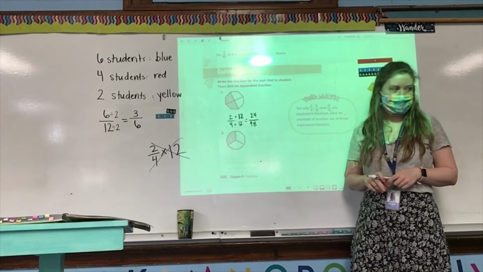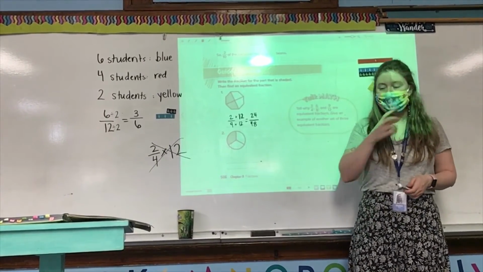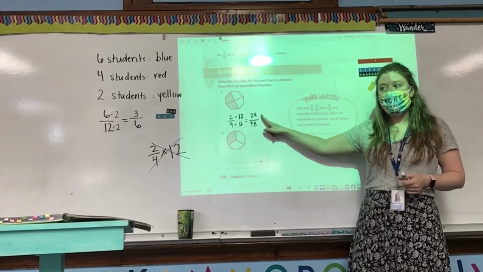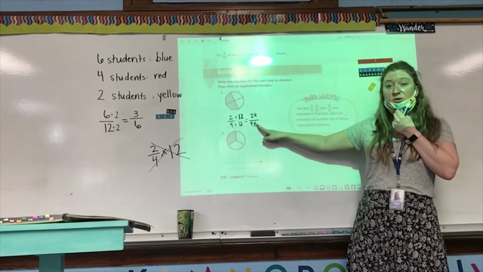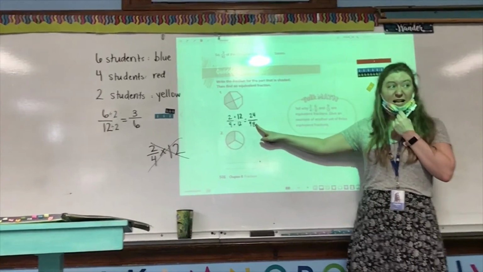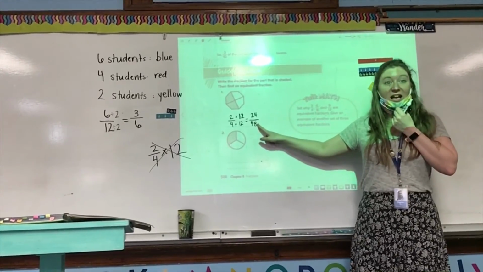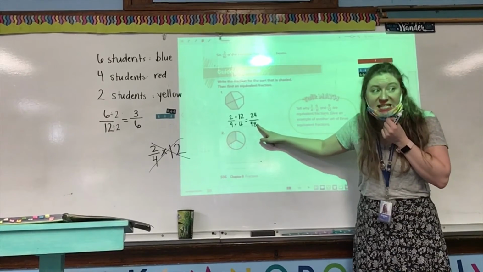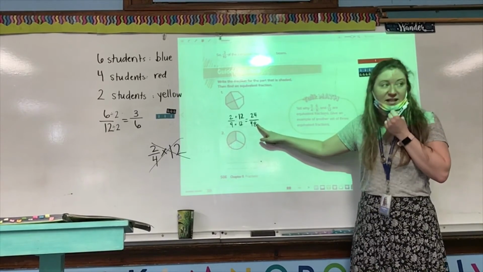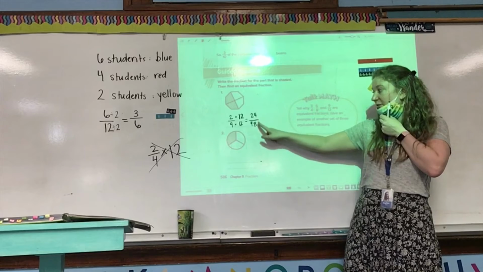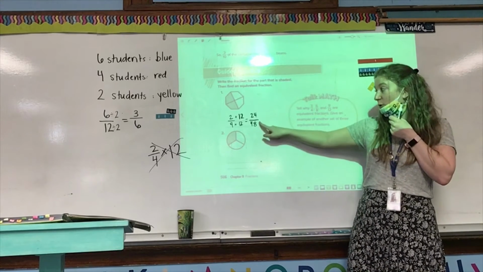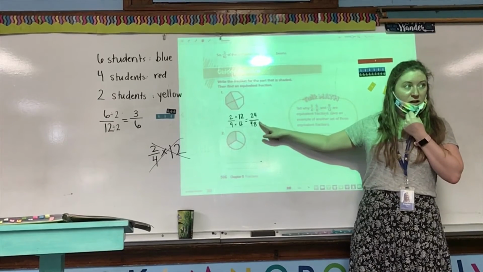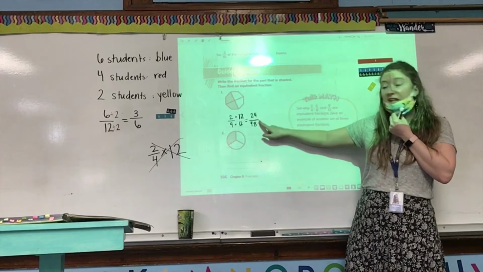Guys, listen, I'm going to say it again. I hope that you will listen. You say the numerator, normally, 24. You say the denominator, exactly what it is, but you add -ths to the end. So you don't say 24/48. You don't say 24 and then struggle with what to say here. You say 24/48.